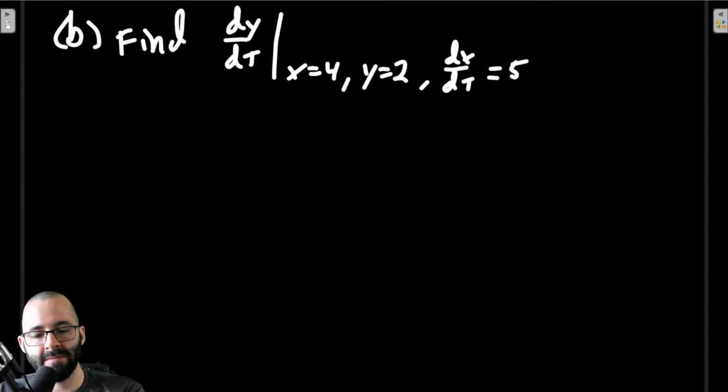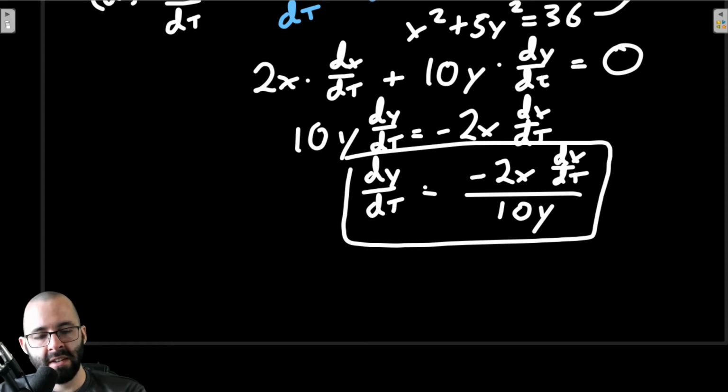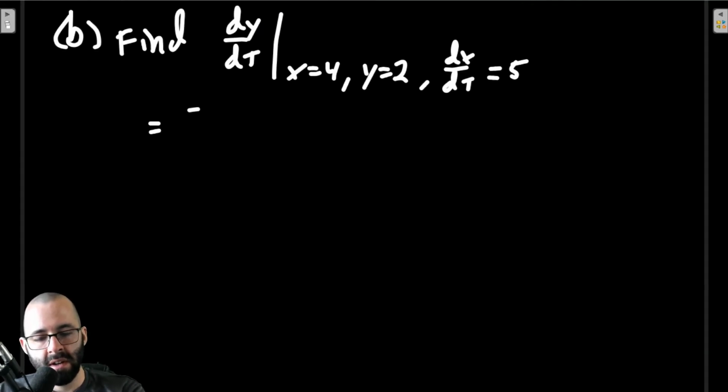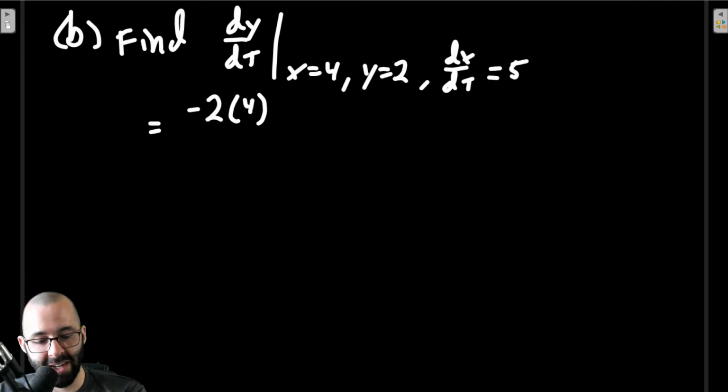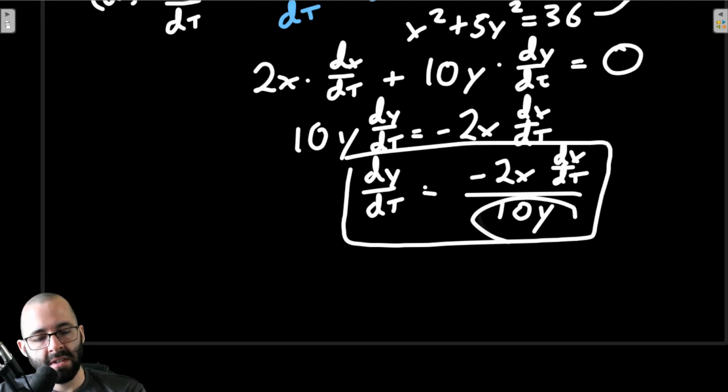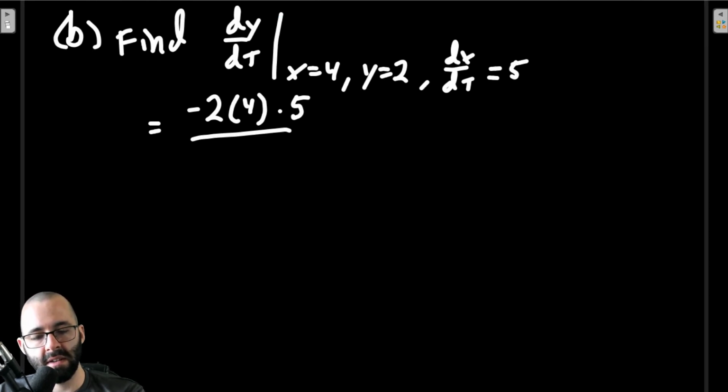So we just plug it in, okay? So this is going to equal this last thing, negative 2 times x, and x is 4, times dx/dt. This is why it would have been easier on the other page. dx/dt, we said was 5. All divided by 10 times y. What is y? Y is 2. And then we just simplify this.